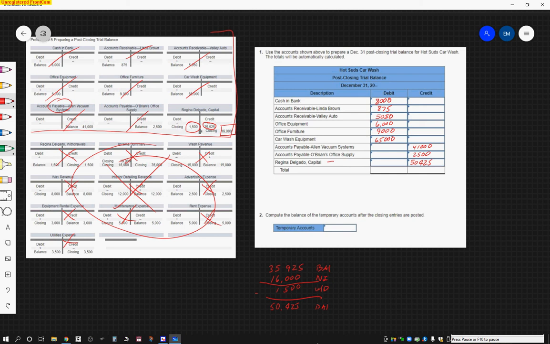Let me check my math on that. See, 9, 6, 11, 15. Okay, yeah, $50,425. Well, if we were to add up the total of these three accounts, these two categories, right? Liabilities and equity, we're going to come up with a balance of $93,925.